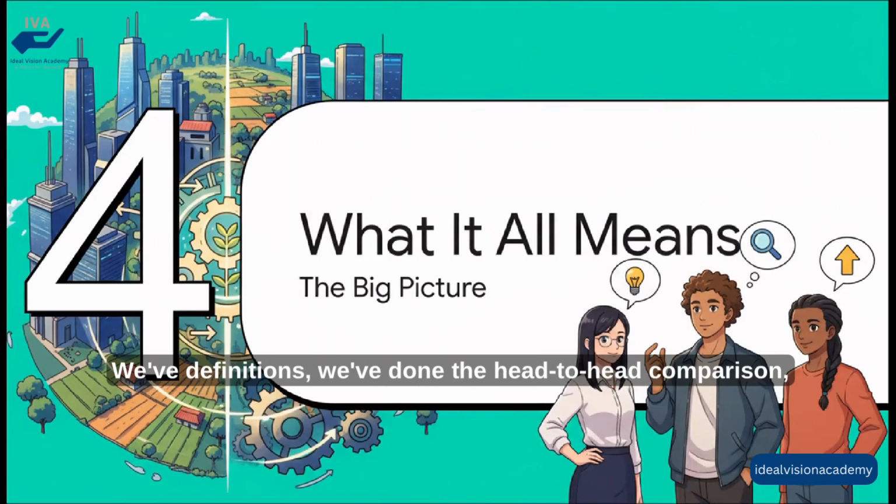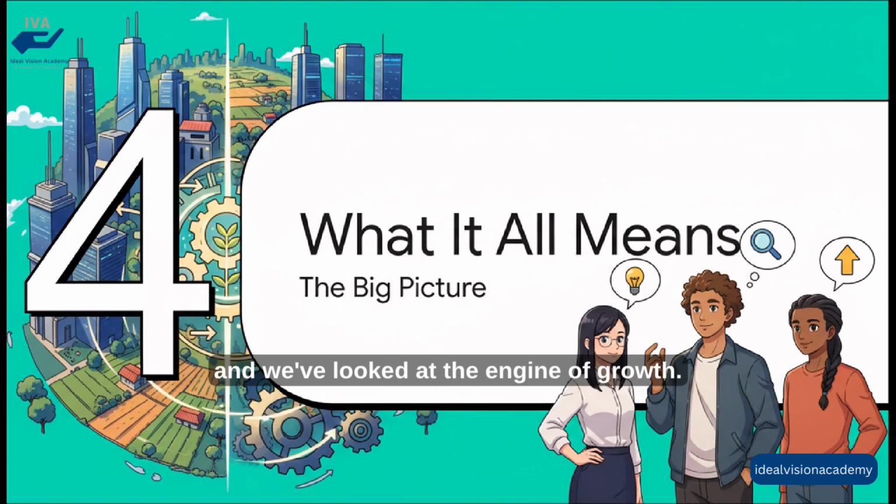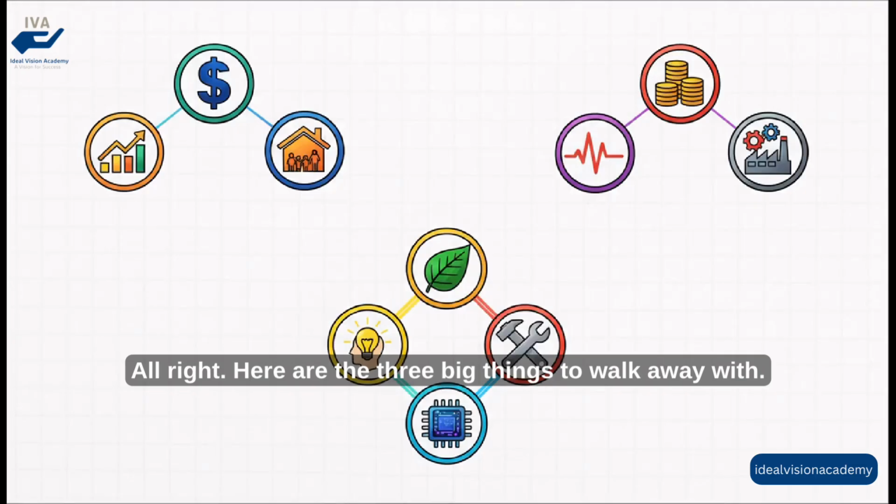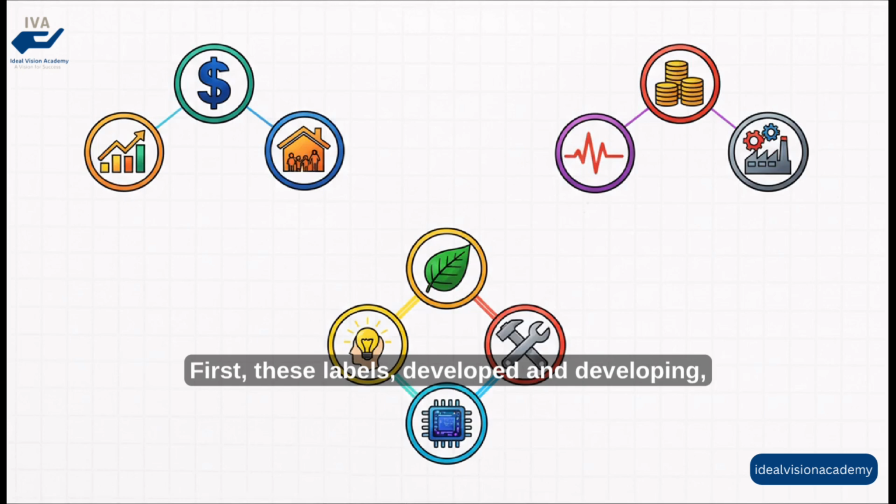Okay, so we've covered the definitions, we've done the head-to-head comparison, and we've looked at the engine of growth. So, what's the big picture here? Let's boil this all down to the most important takeaways. All right, here are the three big things to walk away with. First, these labels, developed and developing, they aren't just random. They're based on real, hard economic data, things like GDP and the overall standard of living.